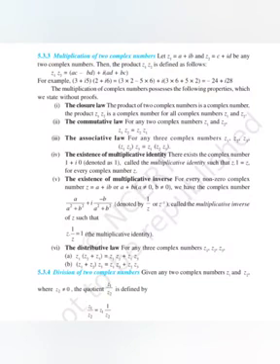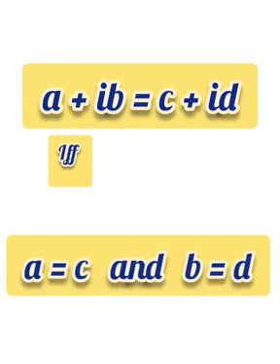Division of two complex numbers. For any two complex numbers z1 and z2 such that z2 is not equal to 0, the quotient z1 by z2 is defined by z1 by z2 equal to z1 into 1 by z2. Now, equality of two complex numbers. Two complex numbers a plus iota b is equal to c plus iota d if and only if real part is equal to real part and imaginary part is equal to imaginary part. That is, a is equal to c and b is equal to d.